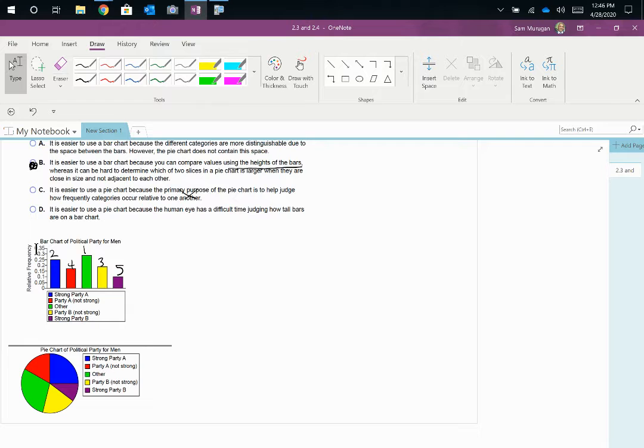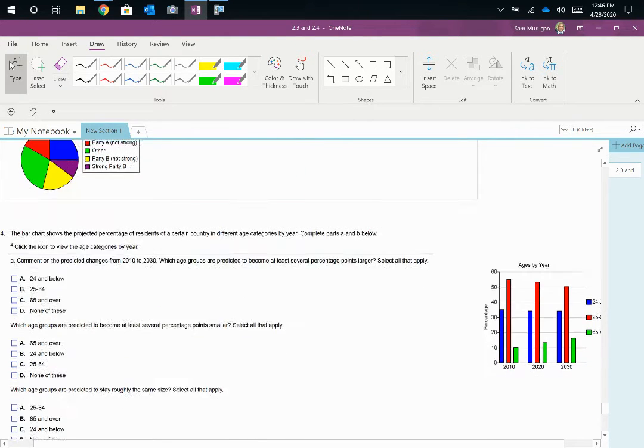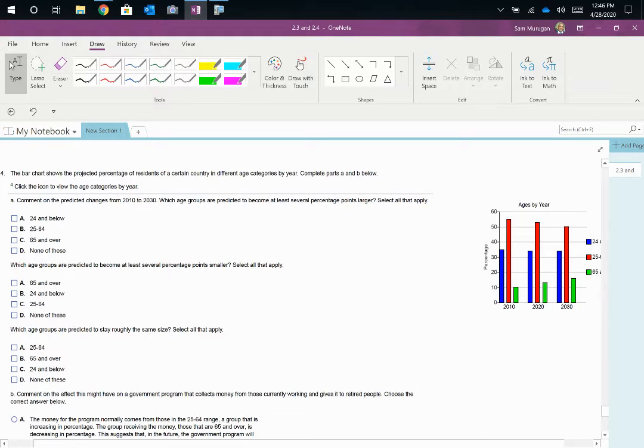So question 4 is asking about the projected percentage of residents in a certain country in different age categories. Complete the parts below. So to the right, you can see the graph, 2010, 2020, 2030, every 10 years projected, and the percentage by age category.